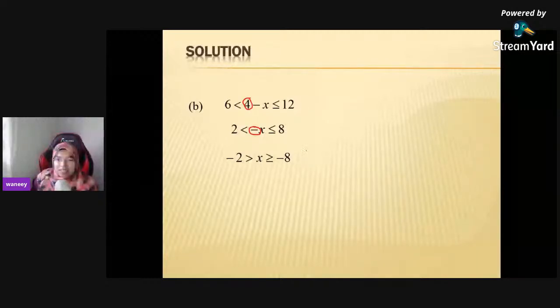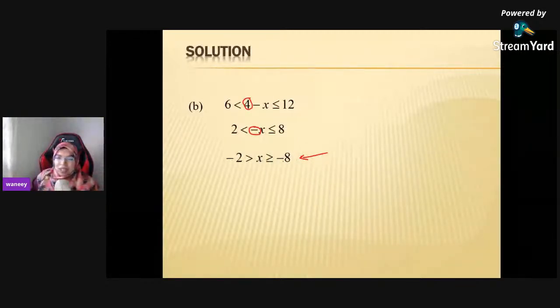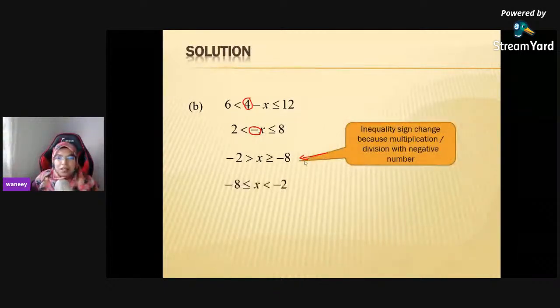However, this inequality sign doesn't make any sense. It doesn't make any sense. Why? Because this is bigger than this. So when you write them down, the small number must be on the left, the big number must be on the right. So let us write them down in the correct form. So do make sure to flip them. So it will be -8 less than or equal to x less than -2.